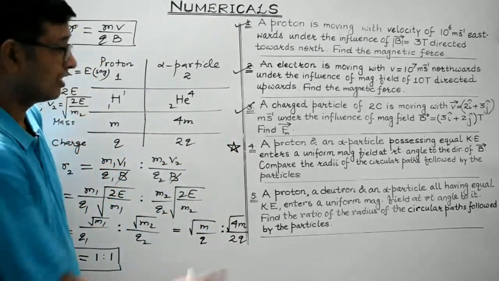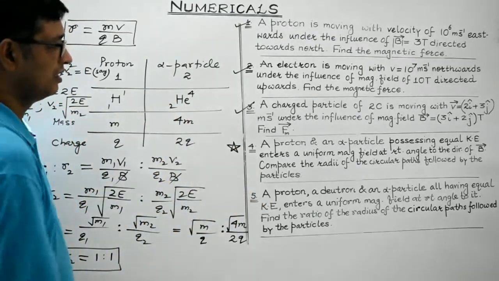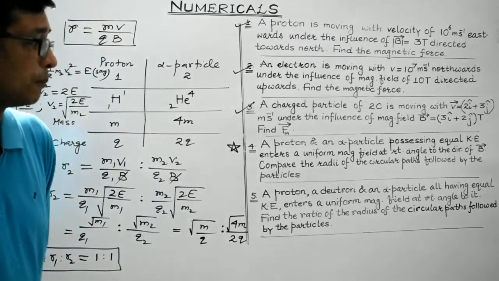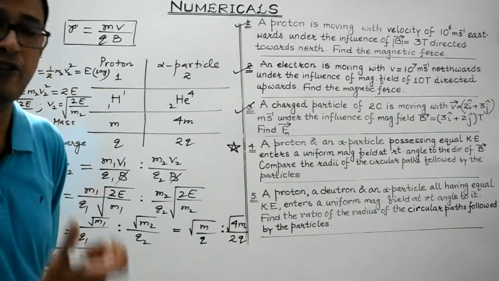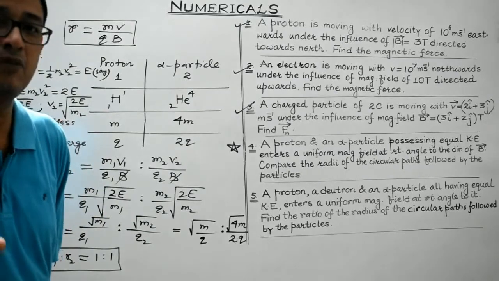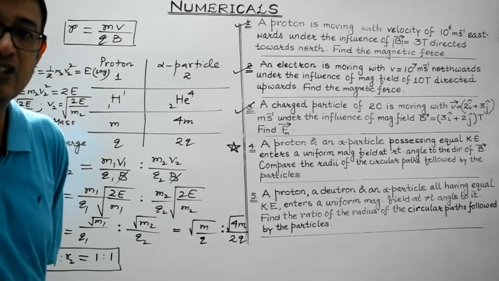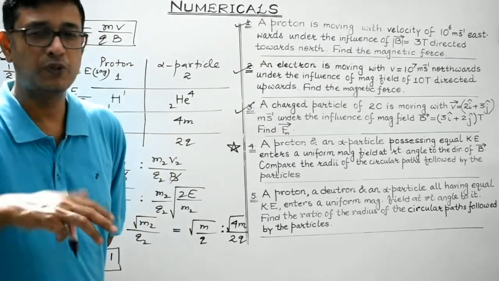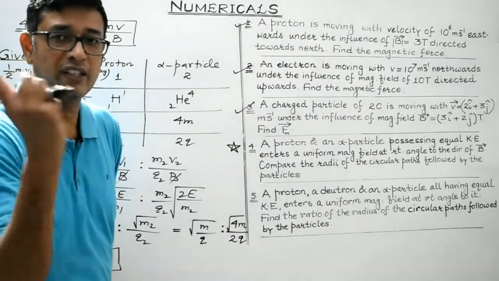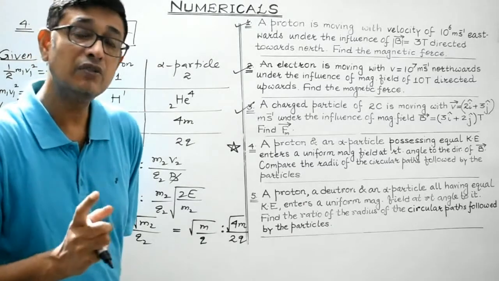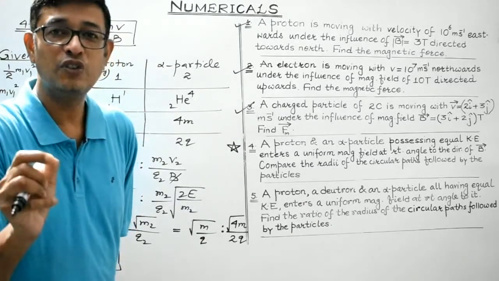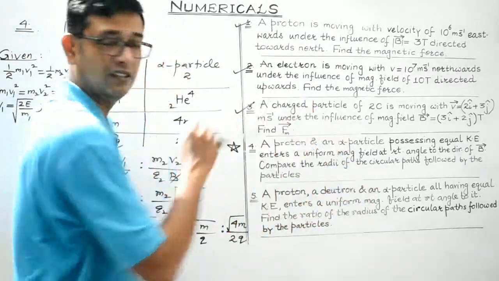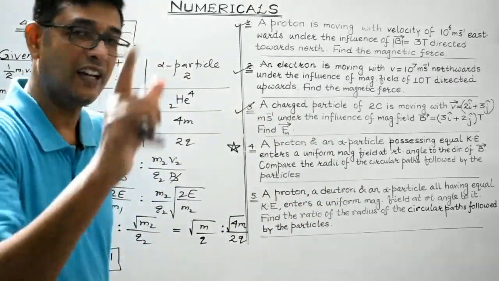Let's practice another similar question. Here there were two particles, proton and alpha particle. In the fifth question, students, a proton, a deuteron and an alpha particle, all possessing same kinetic energies, enter a region of uniform magnetic field in a direction perpendicular to it. So it is but obvious that all the three particles will tend to follow circular paths. Here we are supposed to find the ratio of the radius of the circular paths followed by these three particles, proton, deuteron and alpha particle.